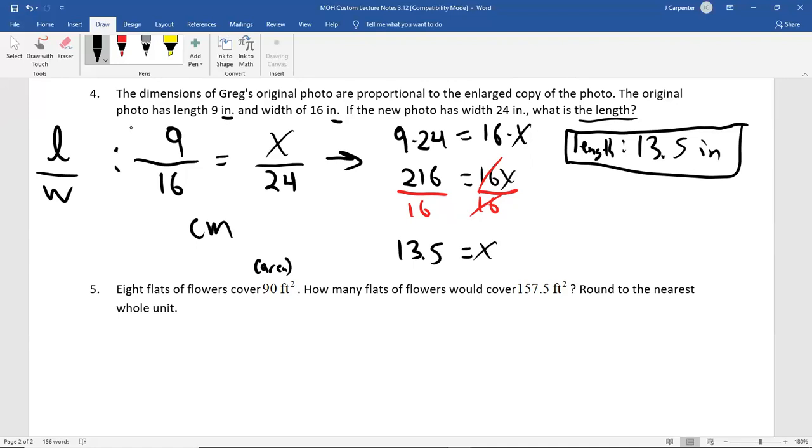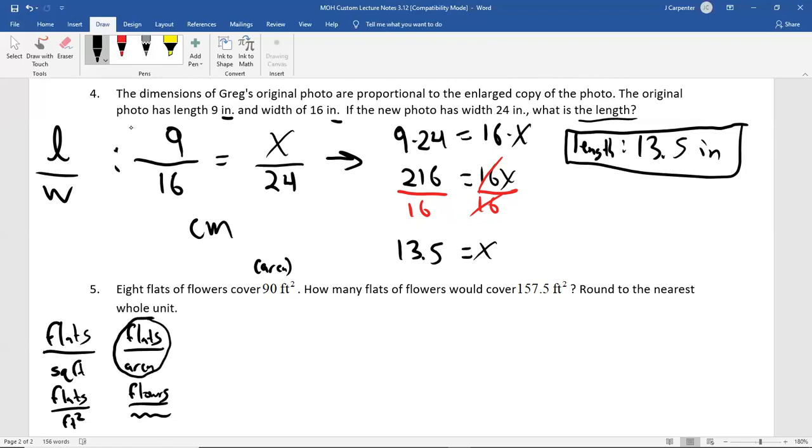Okay, so 8 flats, that's definitely the first one. And they're going to cover 90 square feet. So someone might write flats over square feet, or you might write flats over the feet squared with the units, or you could write flats over area, or you can write flowers over any of those 3 things. I think flats over area is the most descriptive, so that's the one I would personally write. But again, as long as you use words that help you associate tops and bottoms correctly, nobody cares.